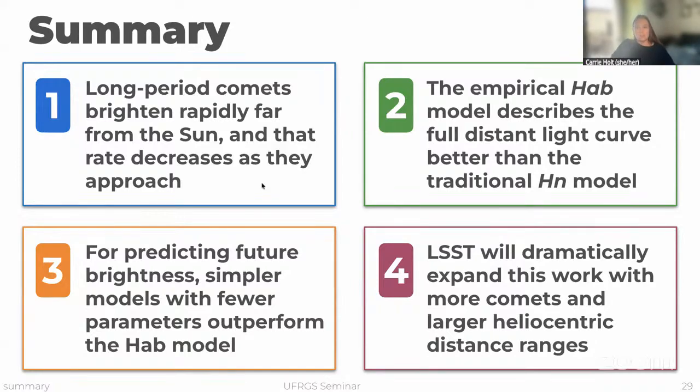We also introduced the HAB model. That's an empirical 3-parameter model where the activity index is replaced by a linear function of heliocentric distance. And we found that this describes the distant light curve so much better, and we found that there is a consistent clustering of our sample in the AB parameter space, which suggests that there might be a common driver for these comets, which we think could likely be CO2 sublimation for comets discovered in this 5 to 9 AU region.